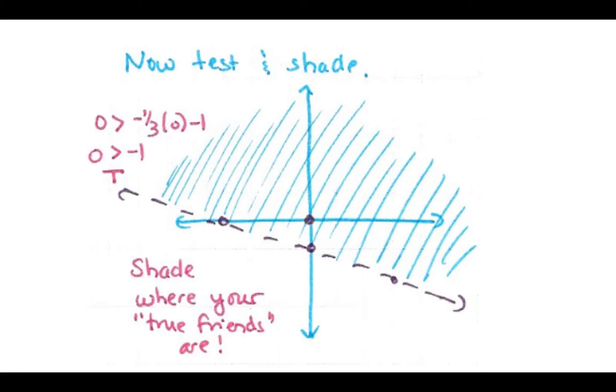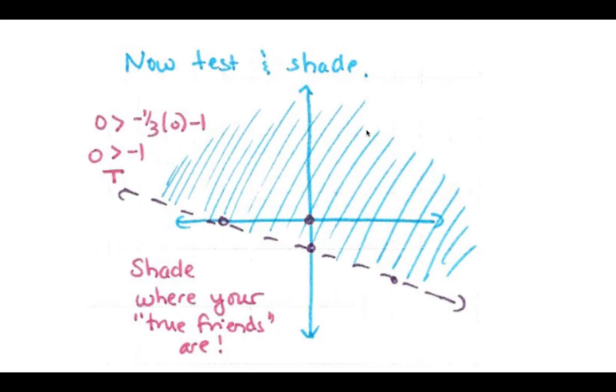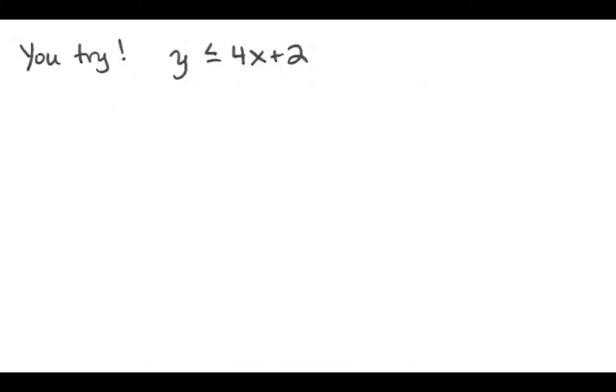Now we test and shade. So in this case, 0, 0 turned out to be a true point. So 0, 0 was a solution. So that's where we shaded. And I always like to think about it as you want to shade where your true friends are. It's almost like you're coloring where you want to hang out on this graph. If 0, 0 proves to be true, you want to hang out over here with all of your true friends. If 0, 0 had been false, you would have been hanging out below the line, because if 0, 0 was a false friend, then everybody under the line would have been your true friends. So just think about that. Always shade where your true friends lie.